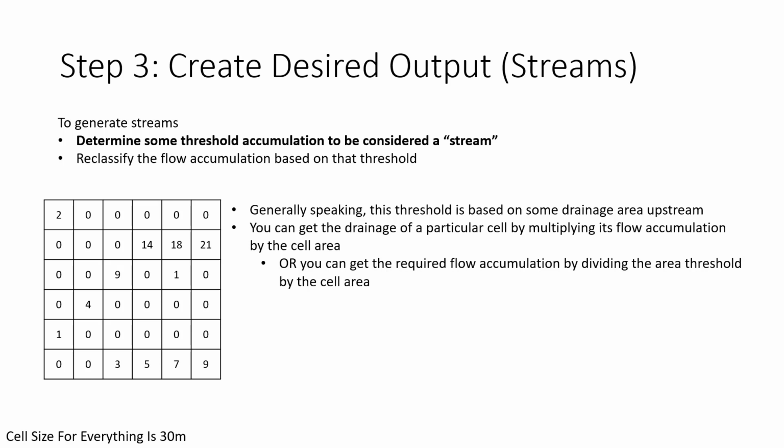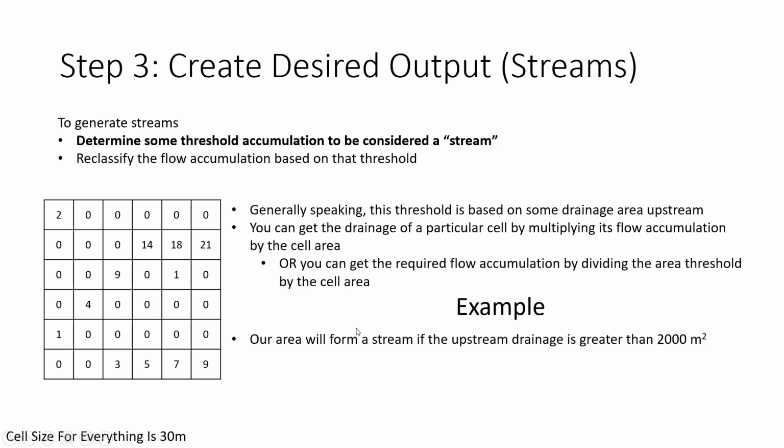And just to be clear, we'll talk about in just a second what that equation looks like. Right. So let's go ahead and go through an example. Given everything we've done up to this point, we have an area, and we're going to say that a stream will form in our area if the upstream drainage is greater than 2,000 square meters. Right. What this means is that for a cell to be able to contribute to a stream, meaning that the water is going to flow rather than just dissipate without flowing, it has to be experiencing drainage from an area greater than 2,000 square meters. Okay?